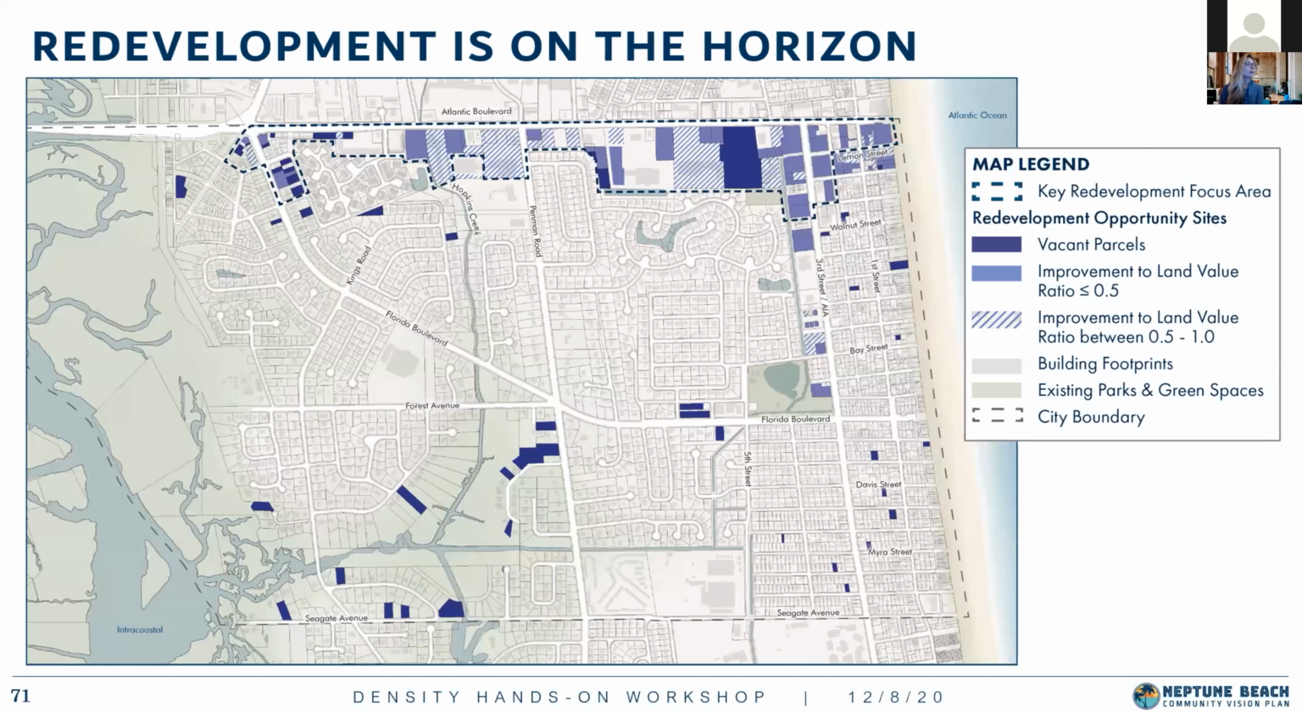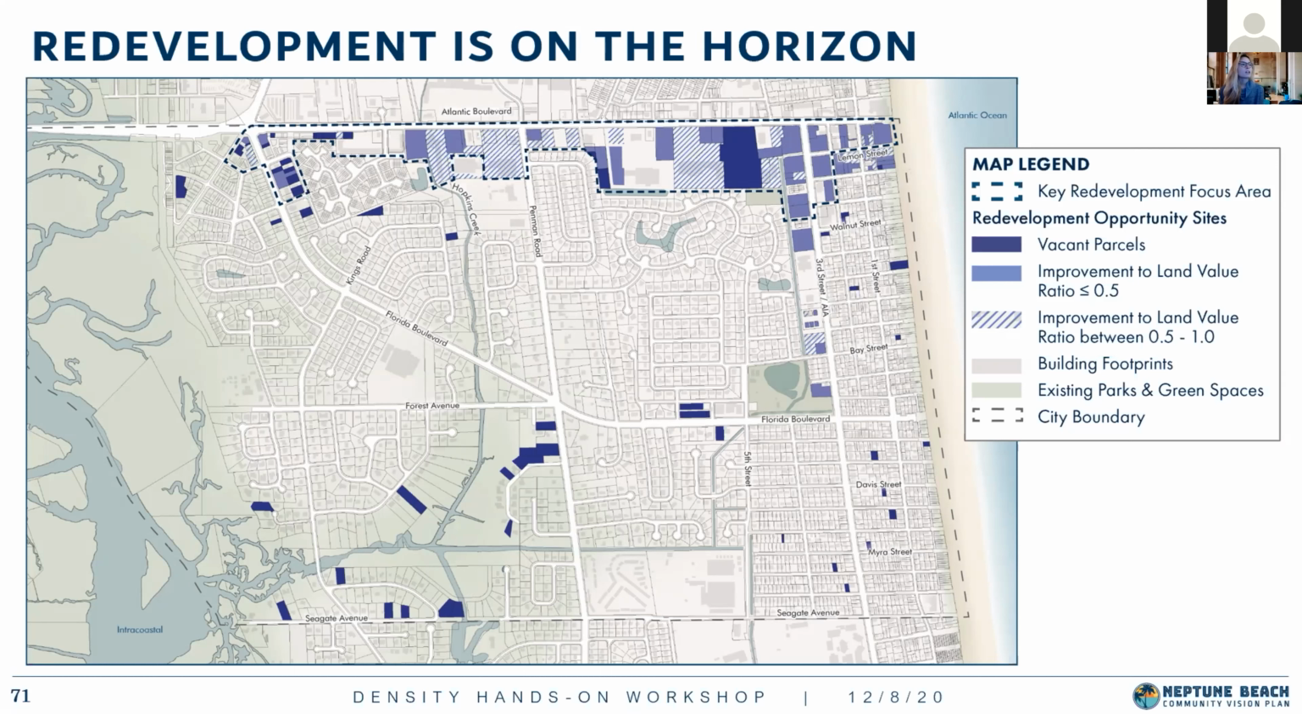The reason this is so important, and this is a map from the vision plan that we created, is that redevelopment is on the horizon. I'd say it's more than on the horizon. It's going to happen. It is happening. It has been happening. So it's important to figure out exactly what you want to allow or don't want to allow on these sites that are likely to be redeveloped. This map shows different kinds of potential redevelopment sites. In the dark purple are vacant lots, vacant parcels. Those are the most likely to get redeveloped in the short term.